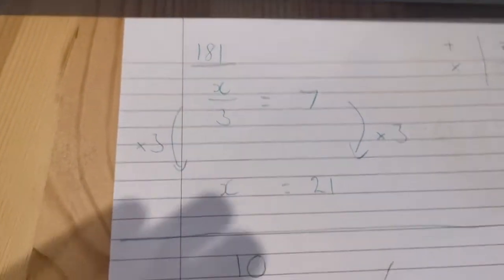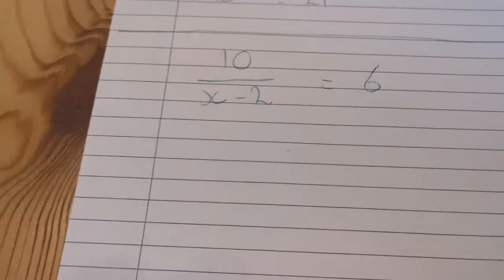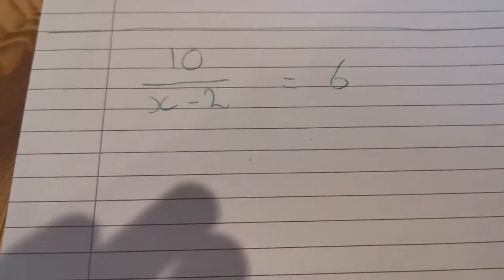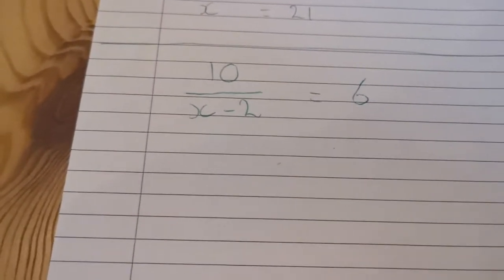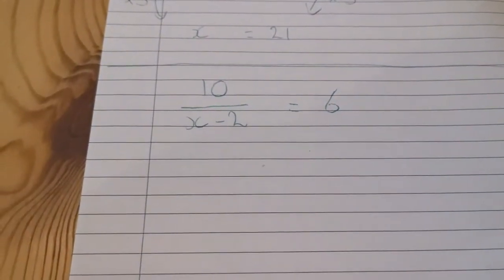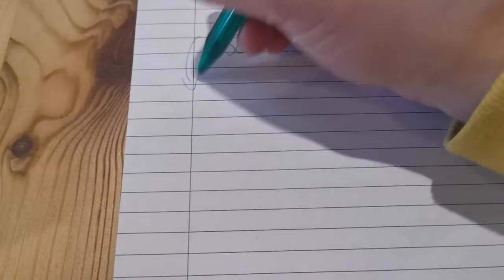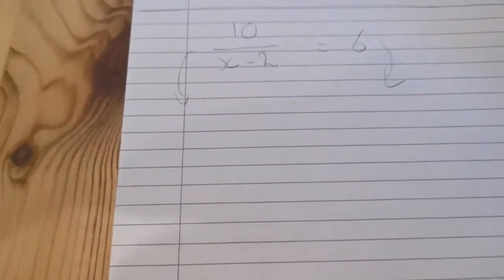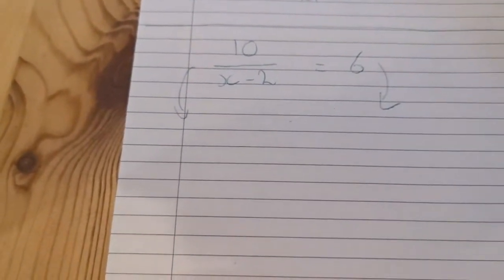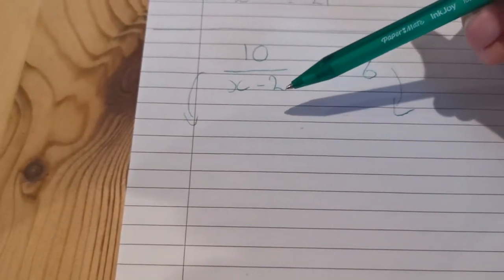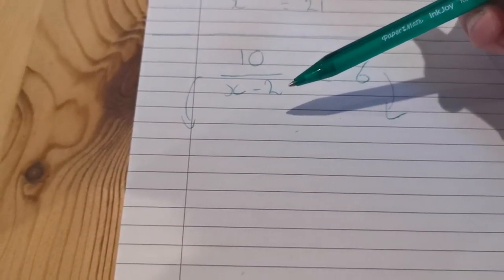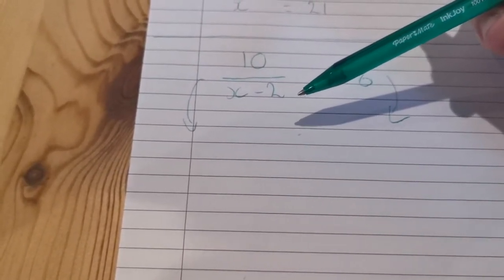Now, when we have x on the denominator, it looks a little bit more tricky, but actually we're just going to use the same method, with a few more steps. So, main thing, we're going to do exactly the same thing to both sides using the balance method. So I'm going to draw these lines in. And here we have x minus 2 on this side at the bottom. So this is the denominator.